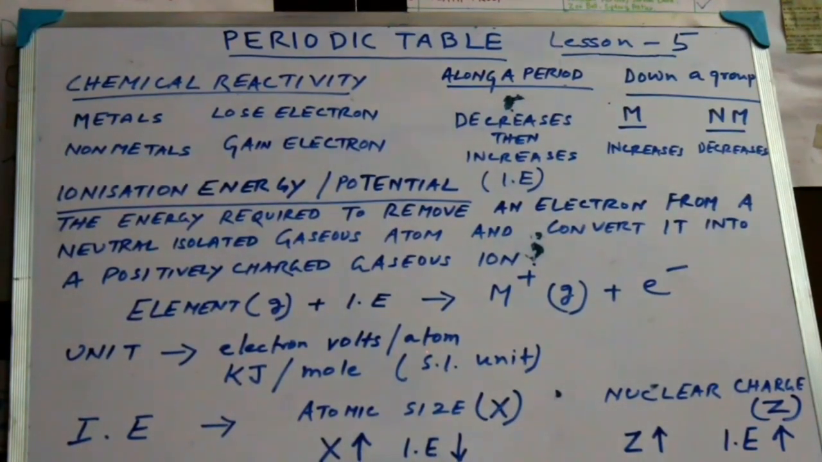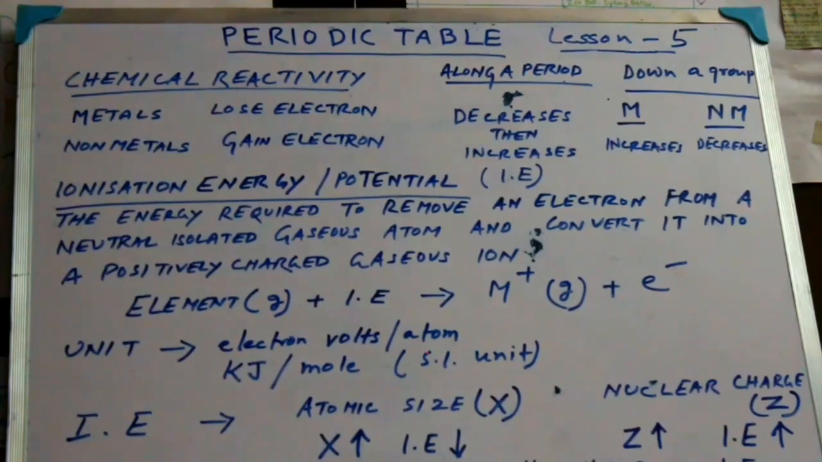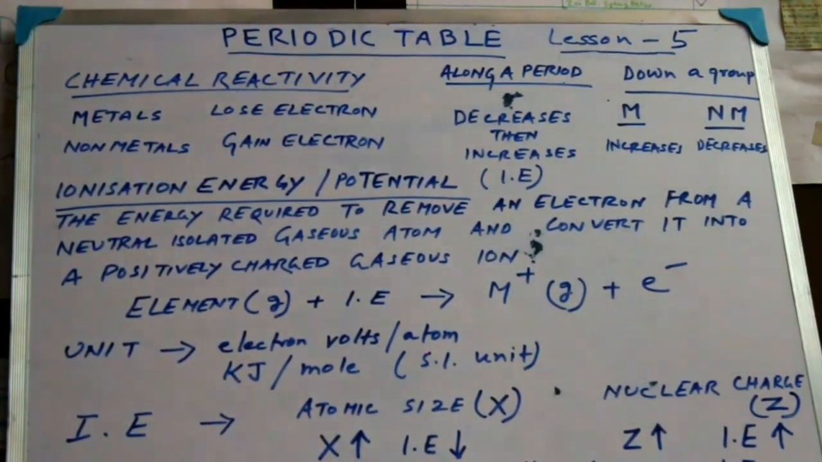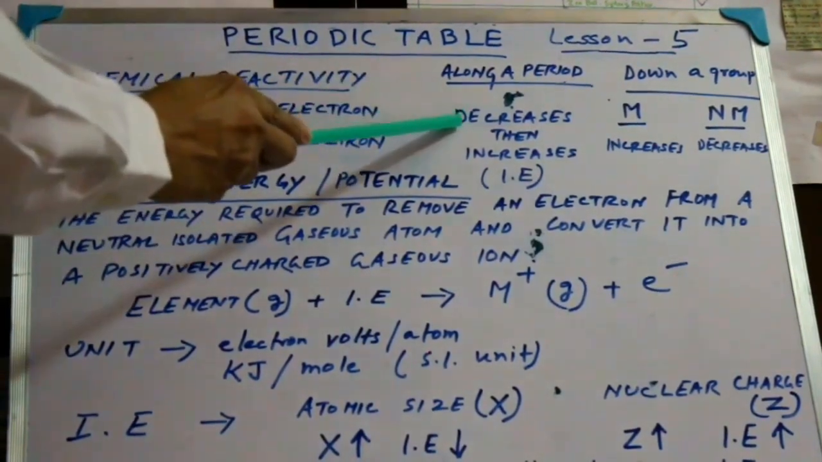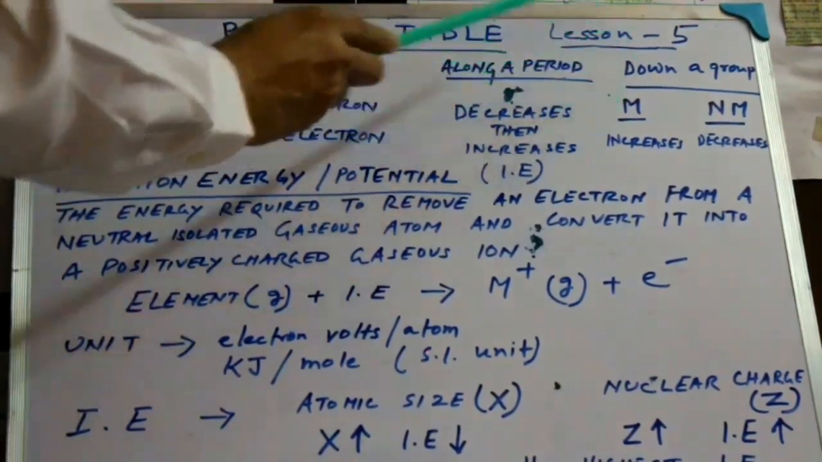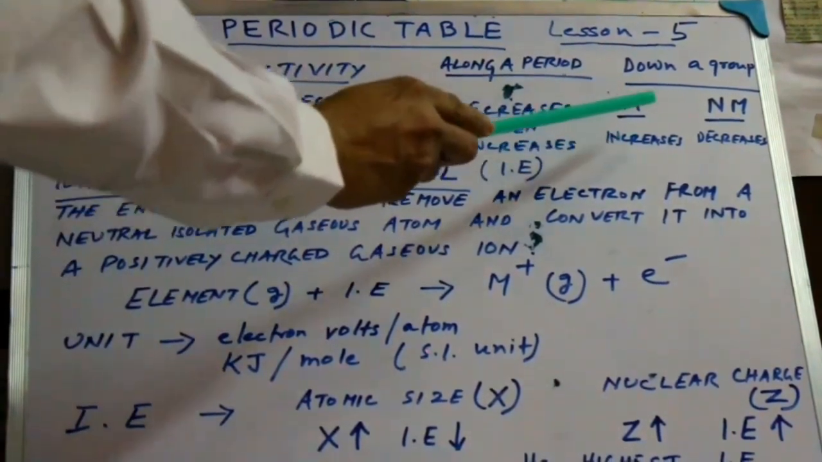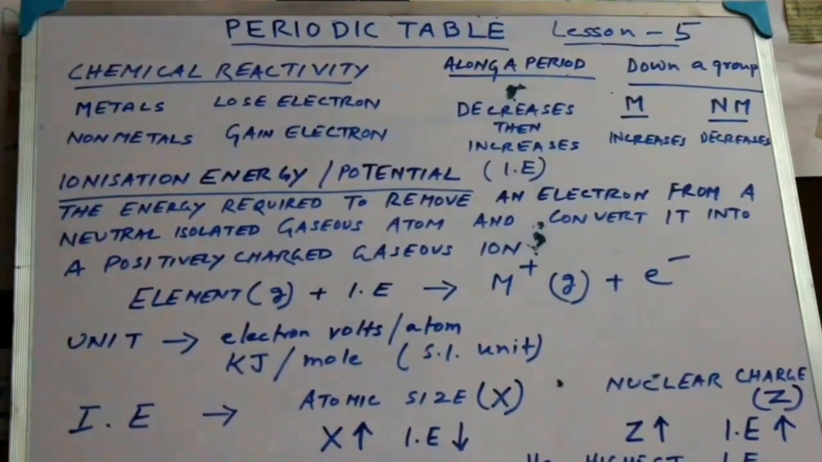And in case of non-metals, what happens? Greater the tendency to gain electron, greater is the reactivity in case of non-metals. Now what happens to chemical reactivity along a period? It decreases first and then increases. And down a group, in case of metal, chemical reactivity first increases, and in case of non-metal, chemical reactivity decreases.